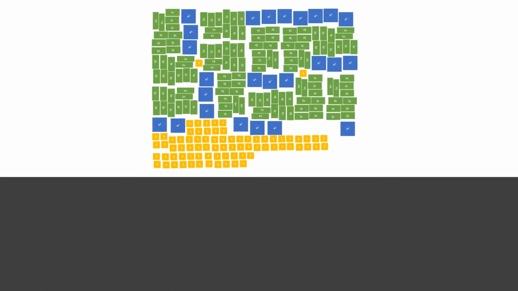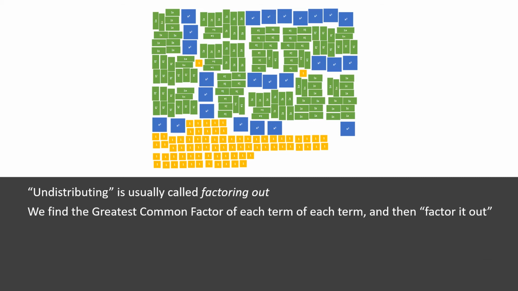So what if we had a giant element? We want to undistribute this giant mess. We're going to organize this giant mess. We have to undistribute, and undistributing is usually called factoring out. We want to find the greatest common factor of each term and then factor it out.